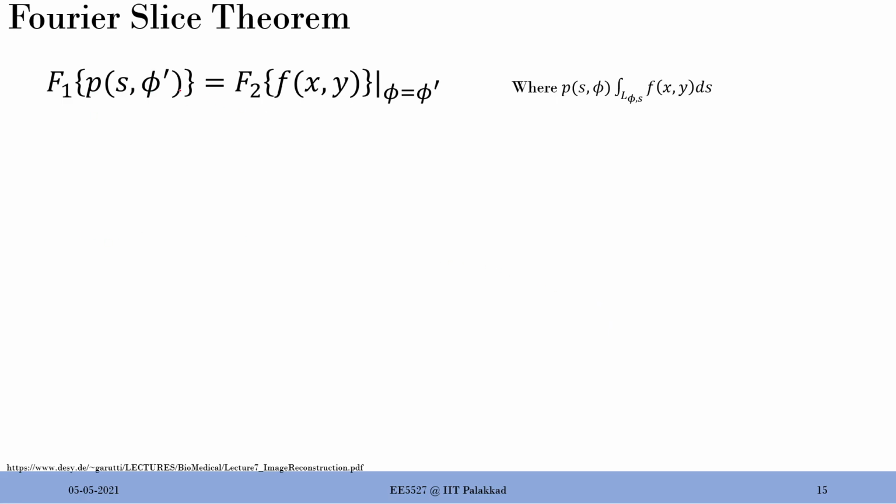So these two are the same. I take the projection which is at an angle phi dash, and s can vary. It can be anything. It can be equal to x, it need not be equal to x. But let's take that. So p of s comma phi dash literally means that out of the sinogram I'm only taking one angle, one particular angle.